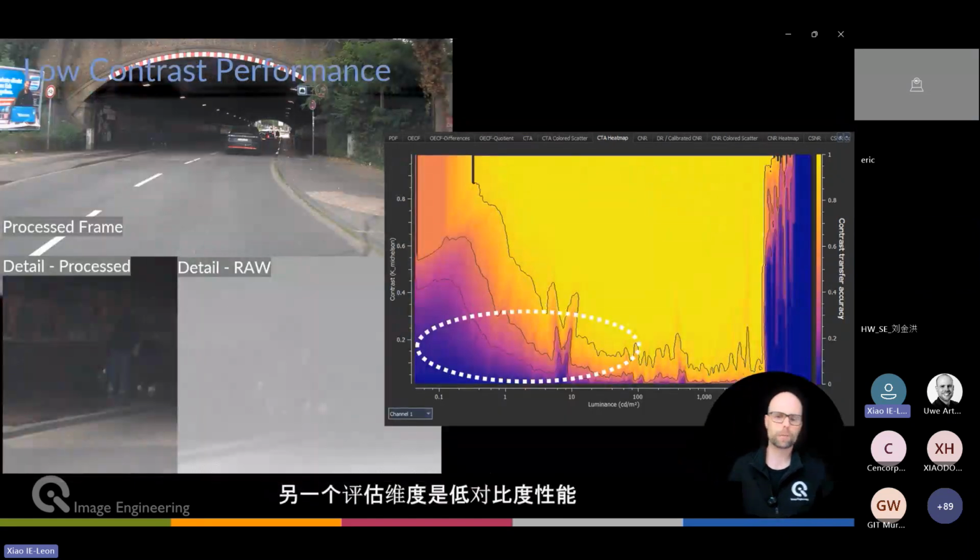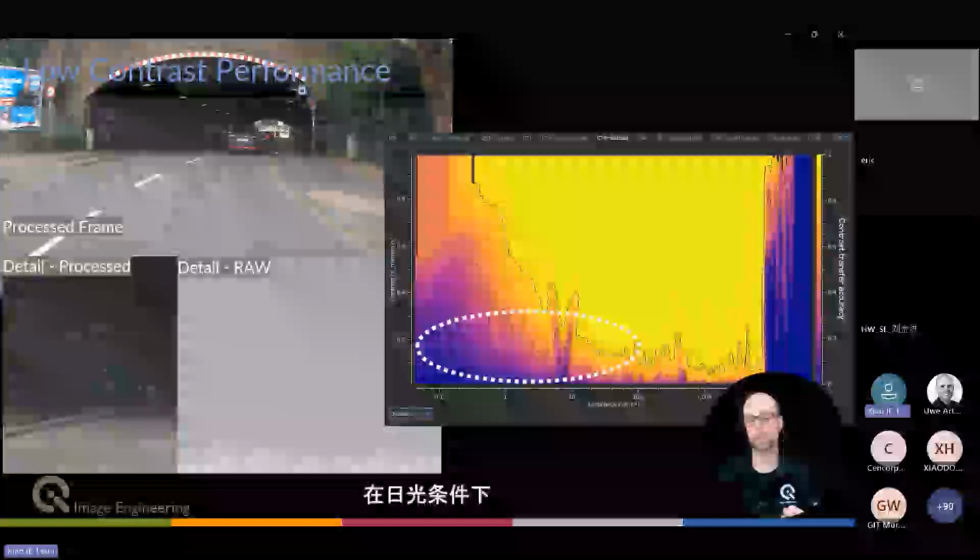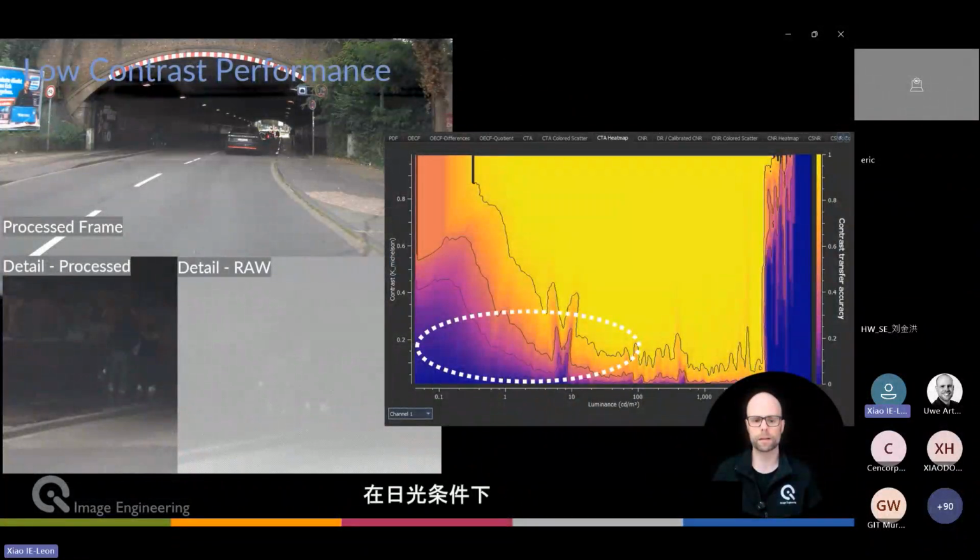Another aspect that you can have a look at is low contrast performance. So here, as the example, you enter the tunnel. It's not very dark, I mean, it's daylight, but these persons on the left, there's actually 3 persons. But because of the clothing and something dark in front of a dark background, it's quite hard to see. So this is low contrast performance. And that is also very interesting to see from a camera.